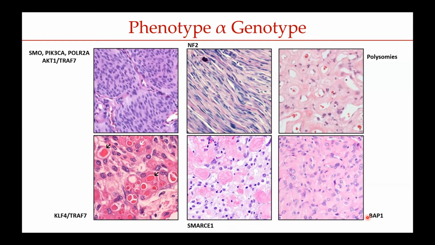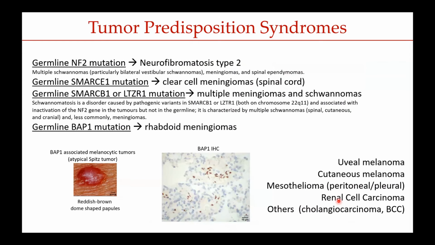And BAP1 tends to be lost in rhabdoid meningiomas, although not all of the rhabdoid meningiomas, a subset of those. Another point to mention is that meningiomas can arise as part of tumor predisposition syndromes. I mentioned at the beginning that they arise in patients that have NF2. Those patients will have bilateral schwannomas, and they can have multiple meningiomas and spinal ependymomas.